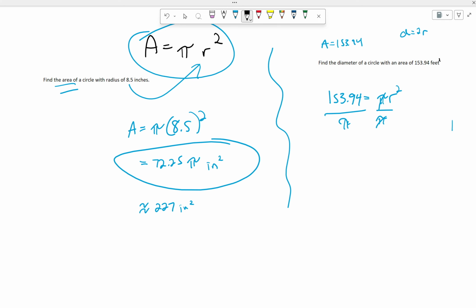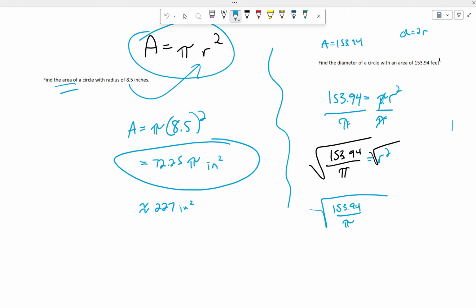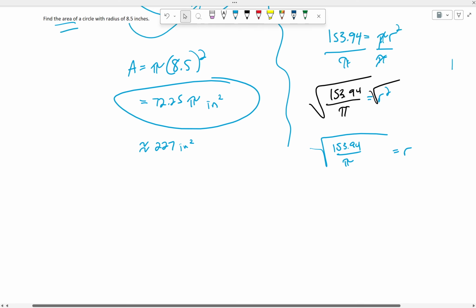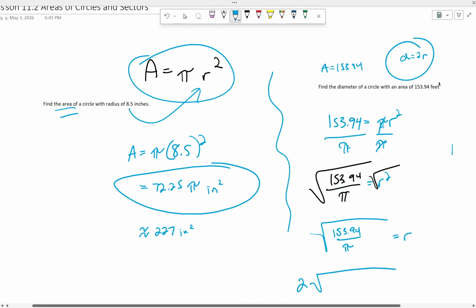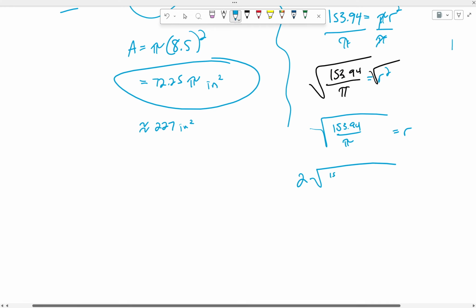Okay, so now I have 153.94 over pi, and that's equal to r squared. To get r by itself, take the square root of both sides. I don't have to worry about the negative solution. So this is the square root of 153.94 over pi, and that's equal to r. Now, to find the diameter, it's just 2 times that, right? So 2 times r. So 2 times this whole thing, 153.94 over pi. This is the diameter. All right, and that's my answer.